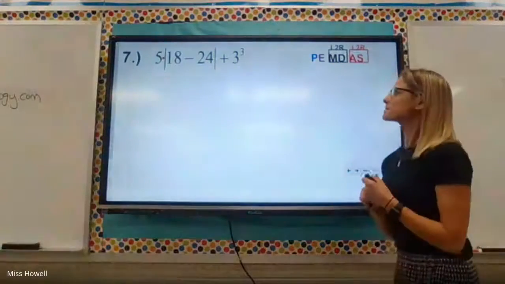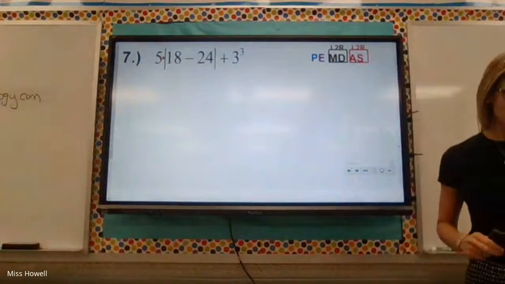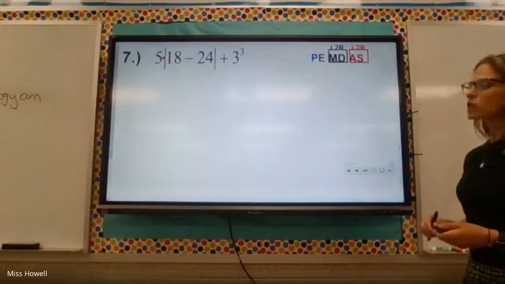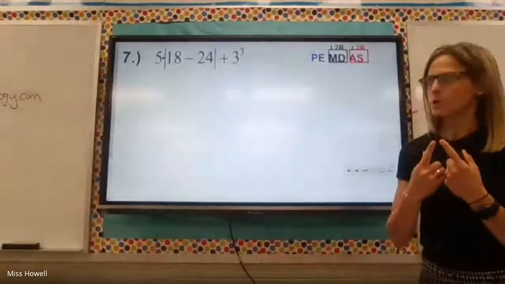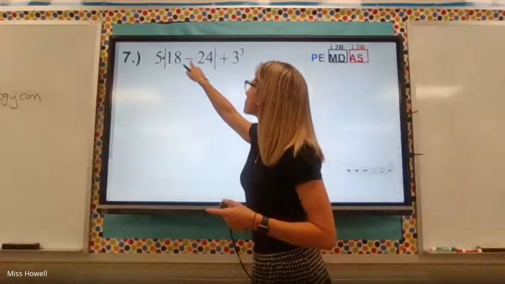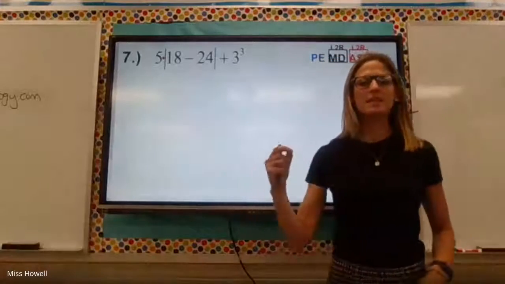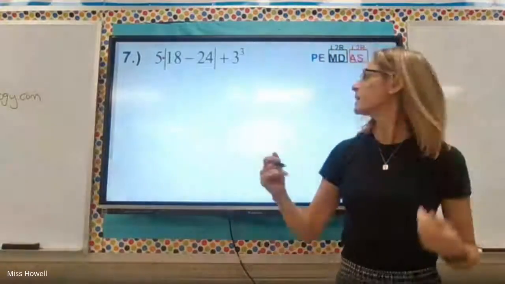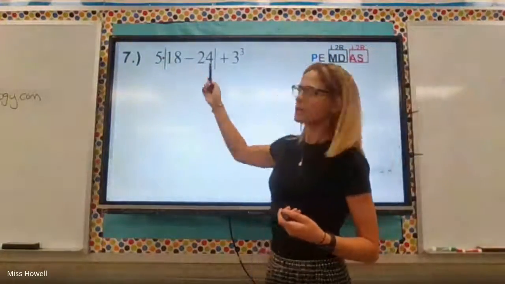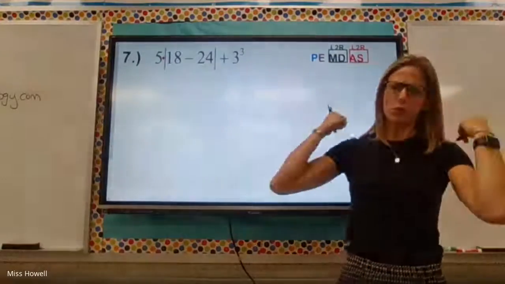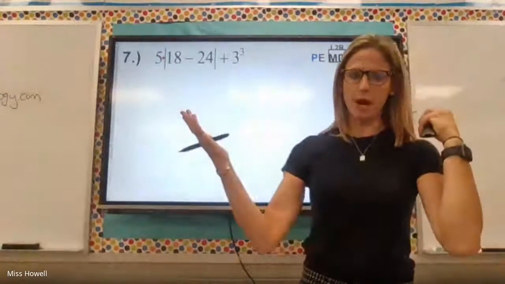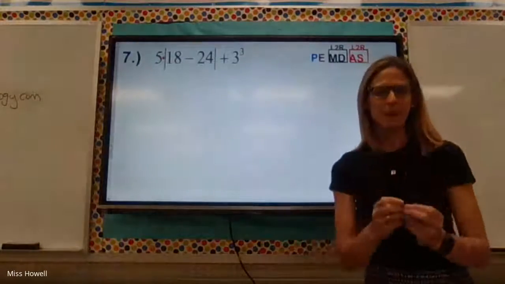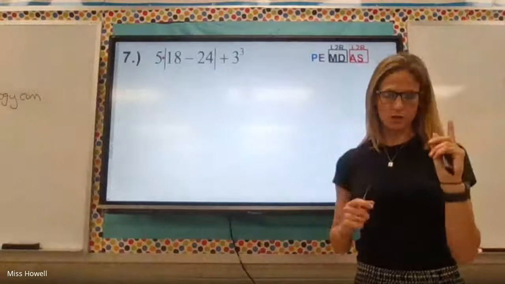All right, so we have 5 times the absolute value of 18 minus 24 plus 3 to the third power. So we want to start inside of our grouping symbol like we've been doing. Inside our absolute value bars, there's one thing of subtract. Now, the thing that's different about absolute value is those bars can't just disappear, right? If these were parentheses, we would do 18 minus 24. The parentheses could go away. We'd bring down the 5 times, and we would keep going. In this case, the bars are a math step themselves. They can't just go poof, gone, so be careful.